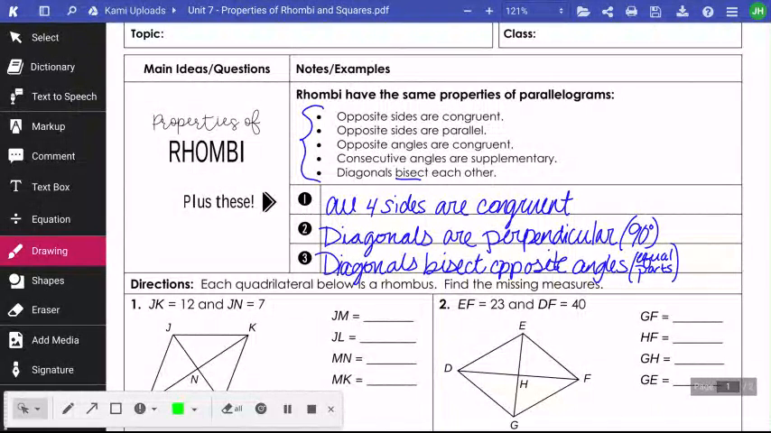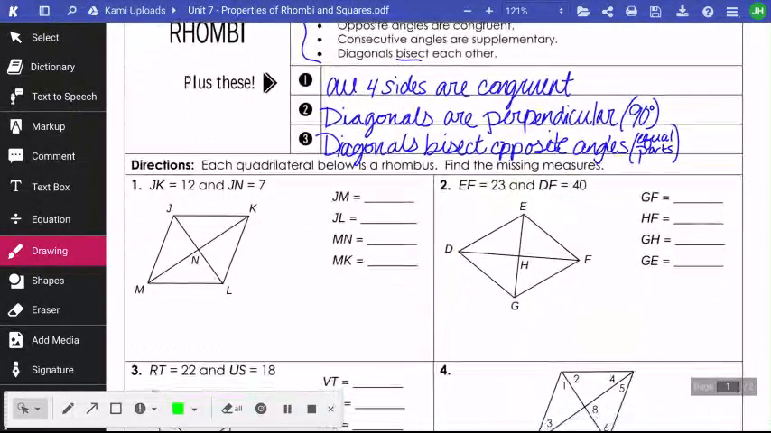So I wrote that in parentheses. And then diagonals bisect the opposite angles. So not only do they bisect each other, again, they bisect the angles that they go through. Okay? Now, it does not contain the parallelogram or the rectangle properties of having the diagonals being congruent or the 4 angles being right angles. It does not have those because these are just a rhombus.